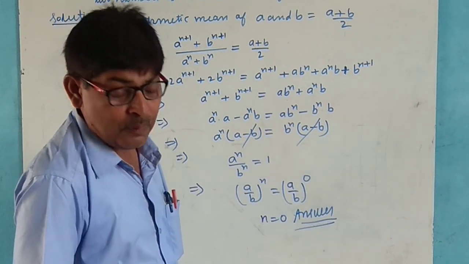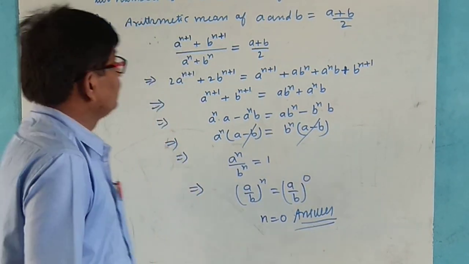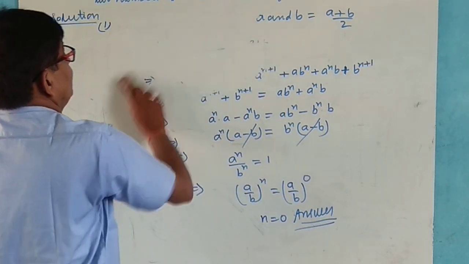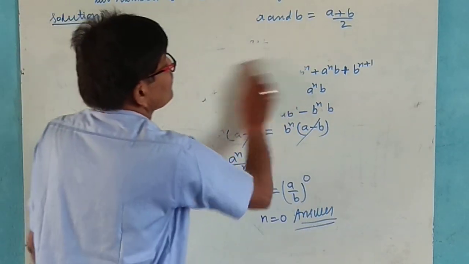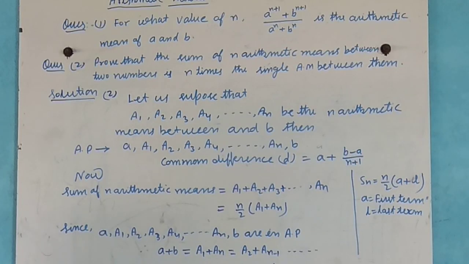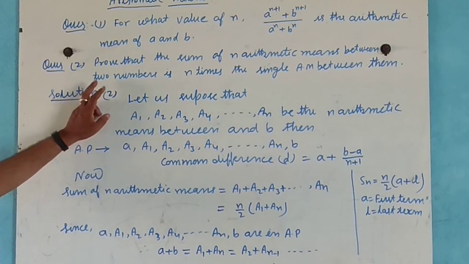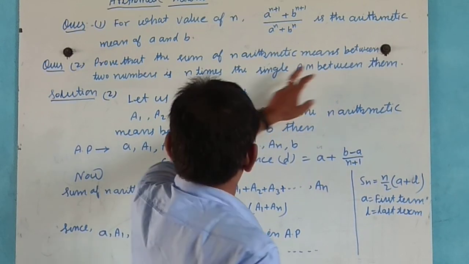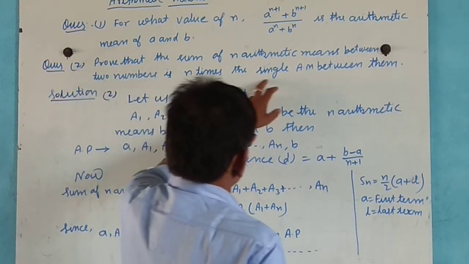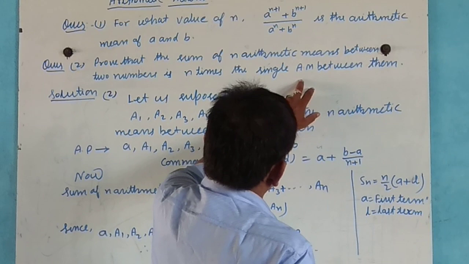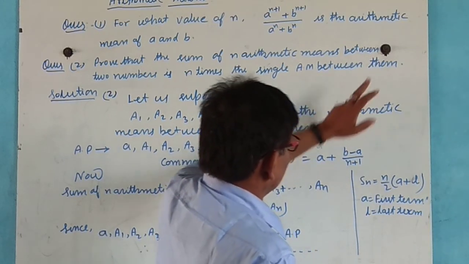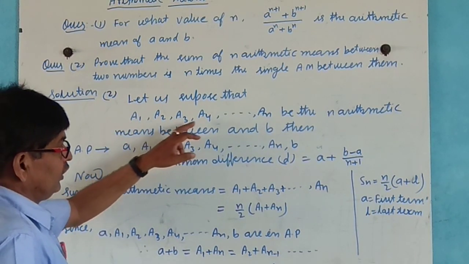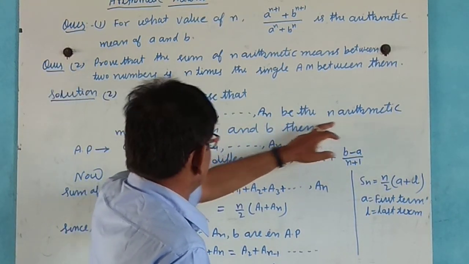Now next problem. Now second problem: prove that the sum of n arithmetic means between two numbers is n times the single arithmetic mean between them. Now let us suppose that a1, a2, a3, a4, an be the n arithmetic means between a and b.